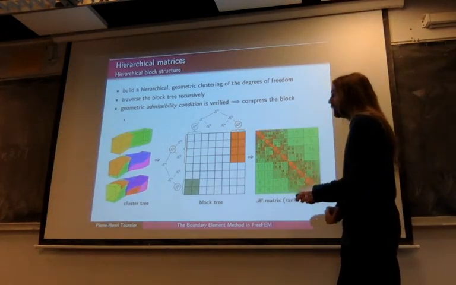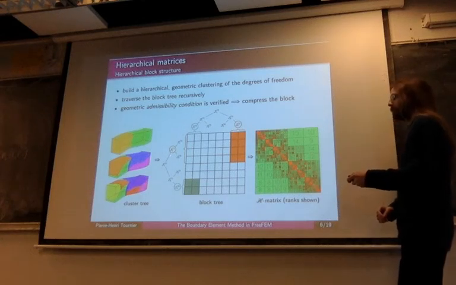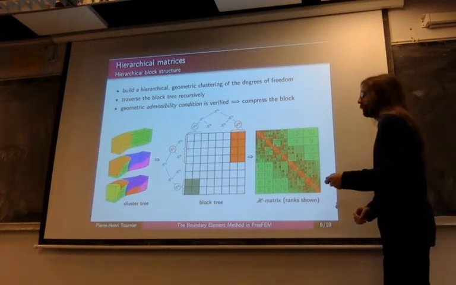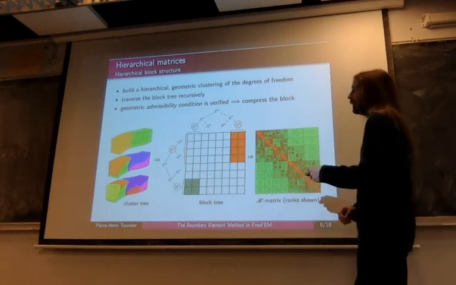And now, this is for the set of degrees of freedom, and now the matrix is actually the interactions between the source cluster and the target cluster.